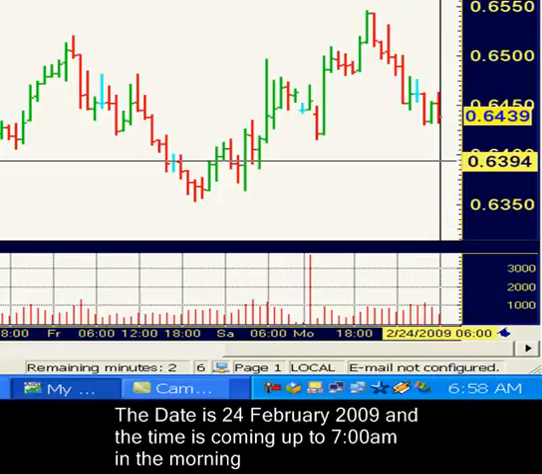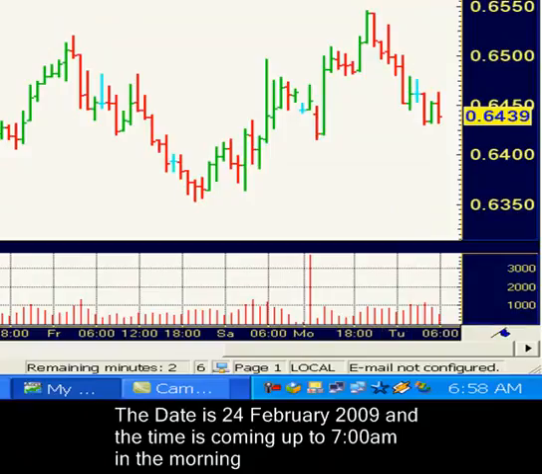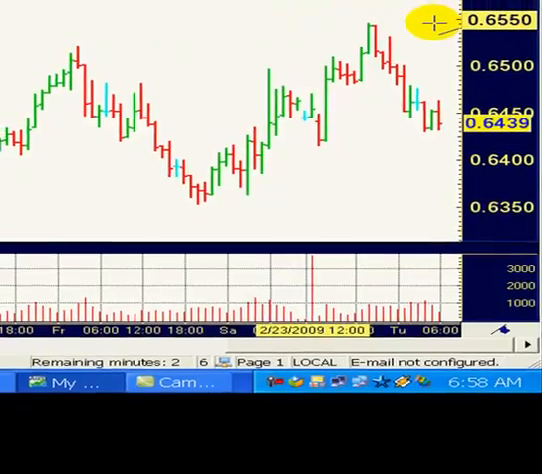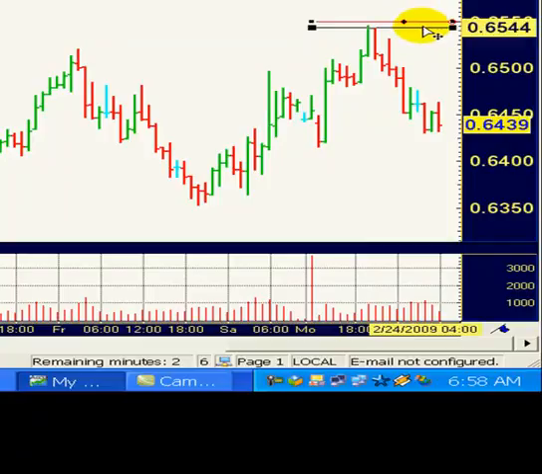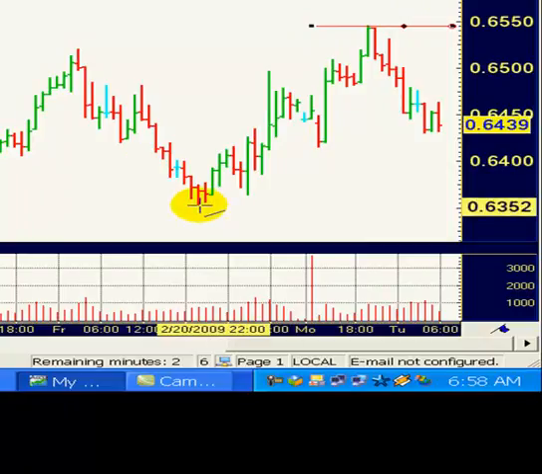What I want to show you, I'm going to go through the setup first. First I want to set up my highs. Here's my high over here, at this point. And we've got my potential lowest point down here. That's happened over the week.